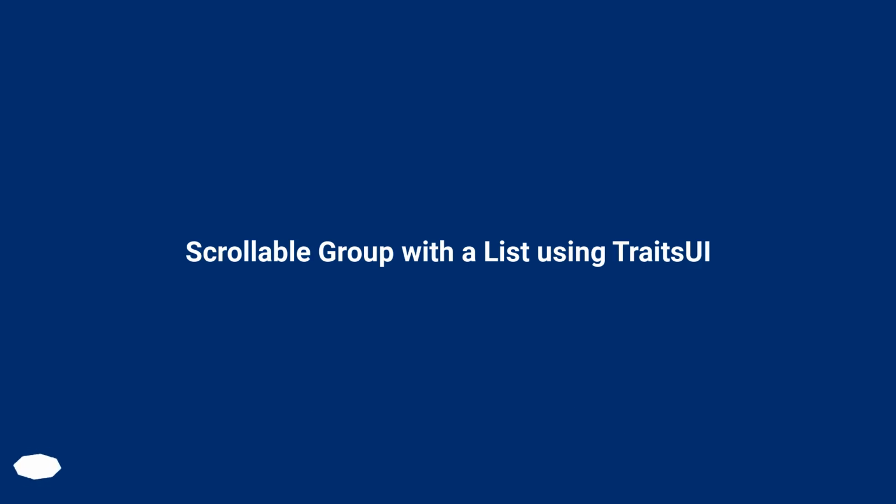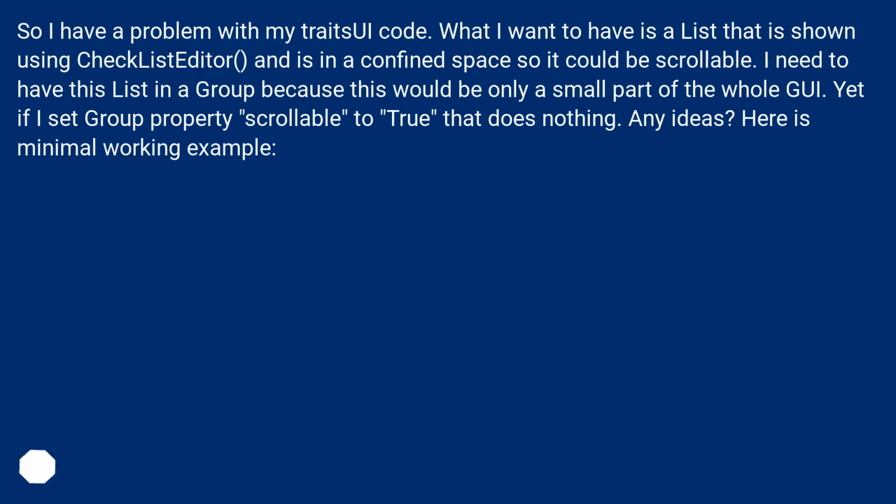Scrollable group with a list using TraitsUI. So I have a problem with my TraitsUI code.